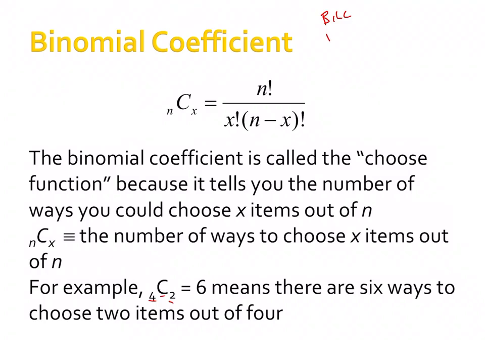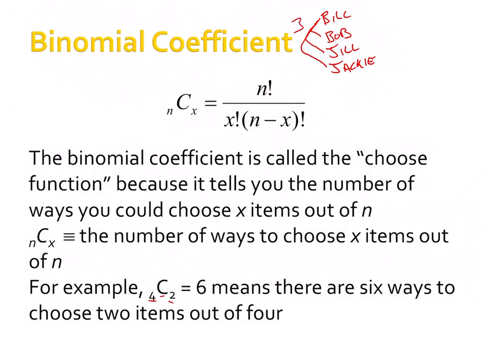So we have Bill, Bob, Jill, and Jackie. And these are your 4 friends, and you want to take 2 of them to the movies. Well, how many different possible combinations are there to take 2? Well, you can take Bill and Bob. You can also take Bill and Jill, and you can also take Bill and Jackie, and that's 3 possible combinations.